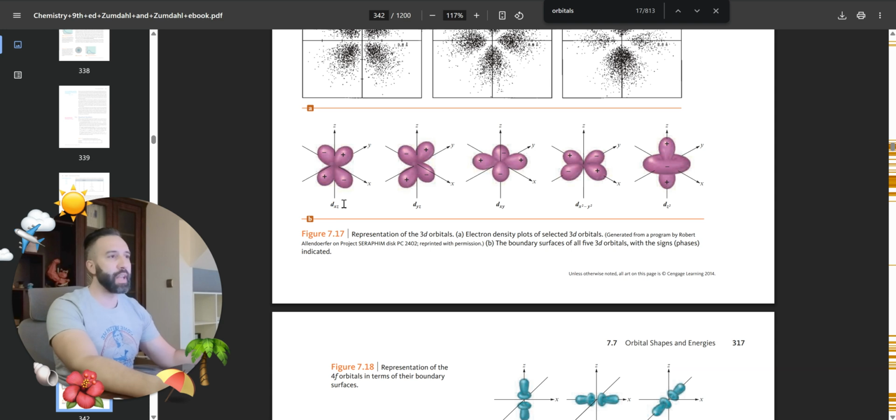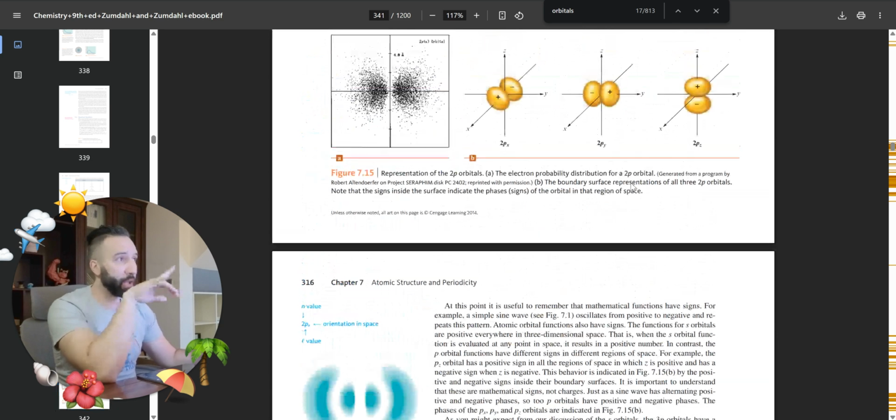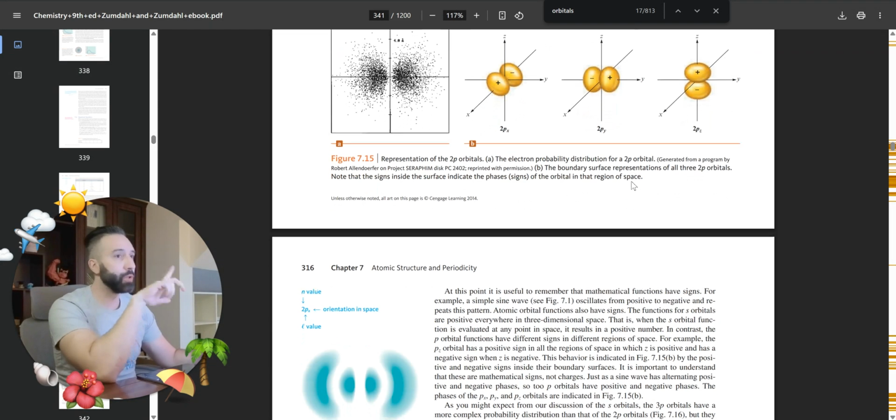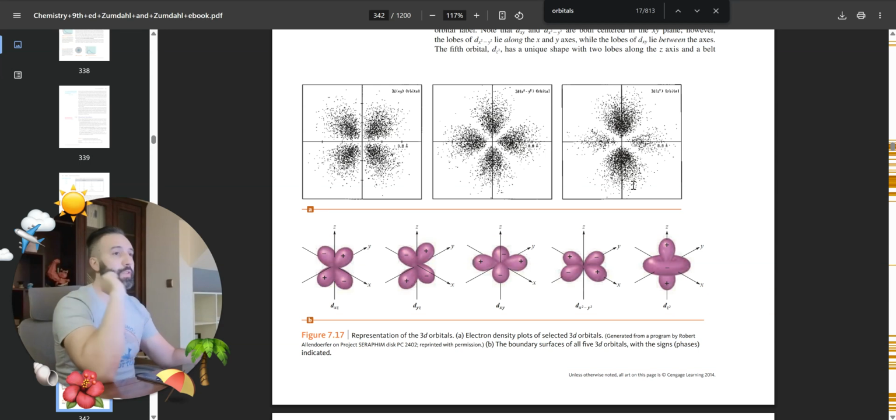So look at this. dxz is basically a flower between the x and z axes. dyz is this same shape between the y and z axes. dxy is this same flowery shape between the x and y axes. dx squared minus y squared is this shape, but now not between the axes. Now it's on these two axes, x and y. And dz squared is easy to remember because it's just funky and weird. Mostly we're going to be drawing s and p orbitals, so you do have to know exactly how they look. The others are useful for later.